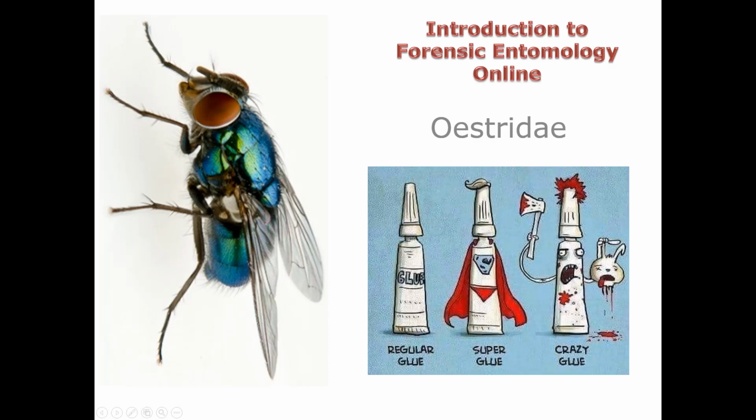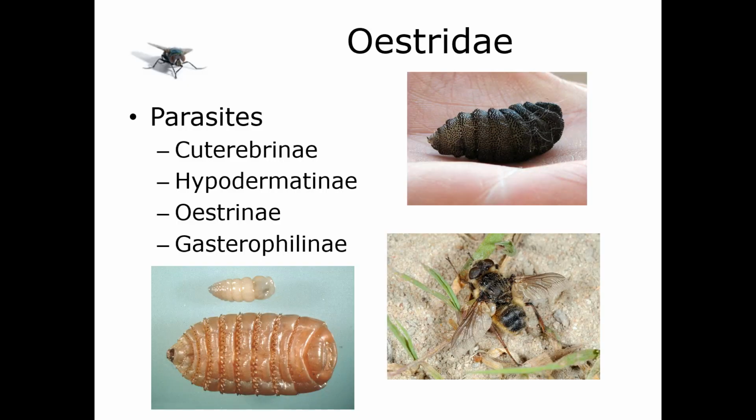Okay, now let's talk about a family of Diptera that aren't commonly seen on bodies because they are obligate parasites. These are the Oestridae. I want to talk to you about these simply because their presence on a body will give you some information about how long that body has been dead, or something weird is happening, things like that. So, Oestridae are commonly known as the botflies.